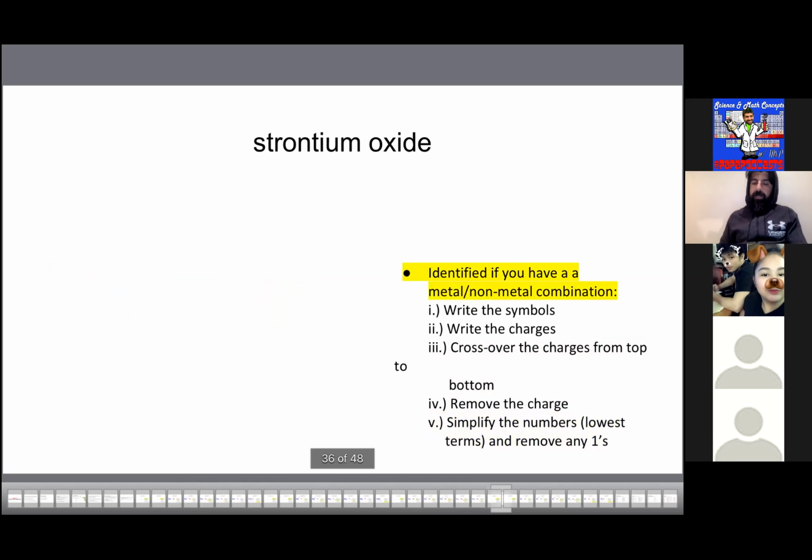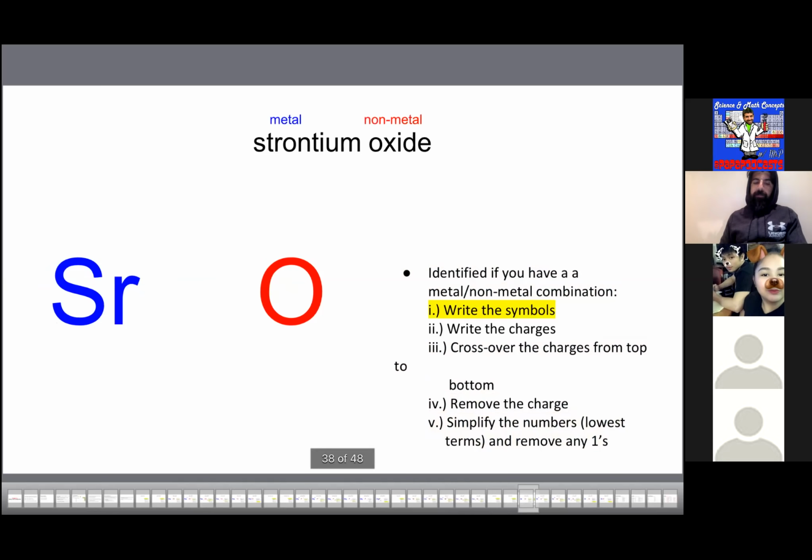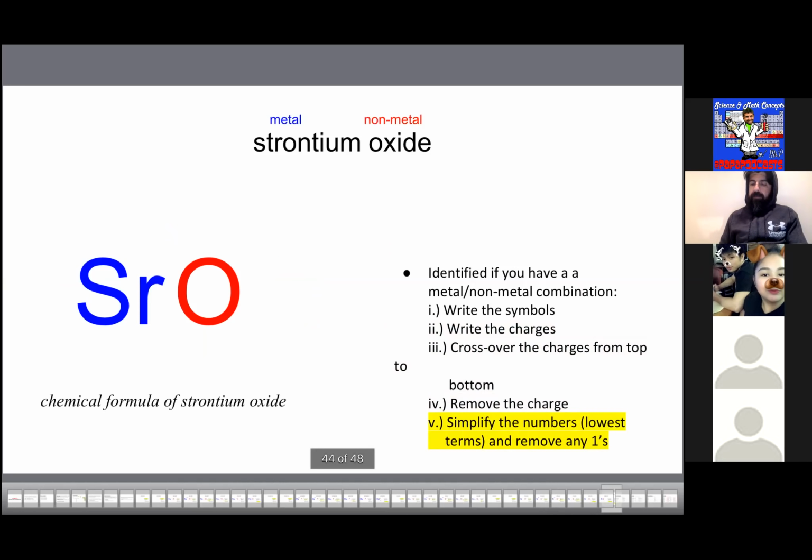Here's a strontium oxide example, metal, non-metal. Strontium, +2s, -2s. And as we said earlier, because the 2 to 2 already will simplify to 1 to 1, just throw this whole formula together or go through all the steps. We simplify to 1 to 1, and then finally, just like that, the formula becomes SrO.